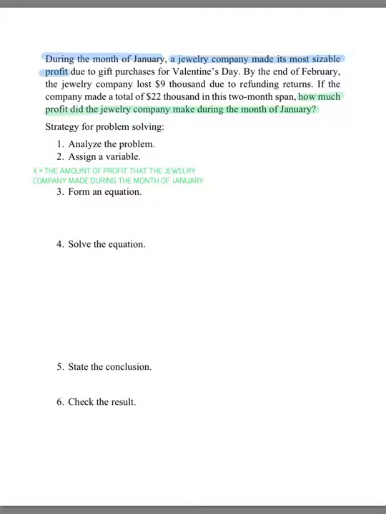By the end of February, the jewelry company lost $9,000 due to refunding returns. So by the end of February, the jewelry company lost $9,000 due to refunding returns. If the company made a total of $22,000 in this 2-month span, so in these 2 months they made $22,000, I'm going to color code that in yellow.